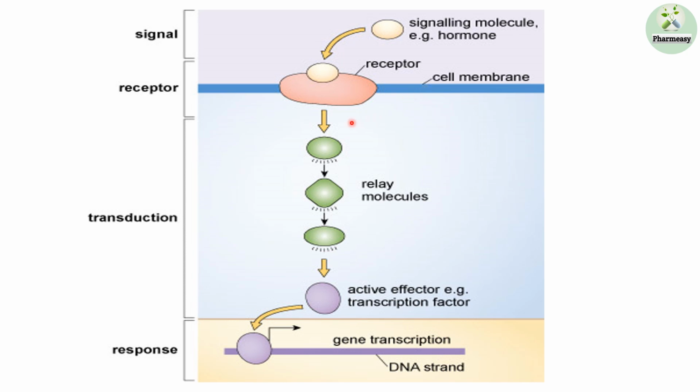Then, it relays molecule and then effectors such as transcription factor is activated and response can be observed. Our last topic is forms of signaling. It is divided into four major categories based on the location of the receptor and the distance traveled by the signaling molecule. These categories are contact-dependent, paracrine, synaptic, and endocrine signaling.